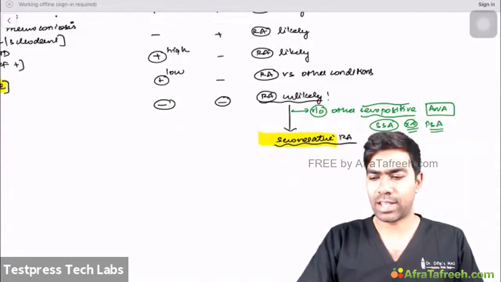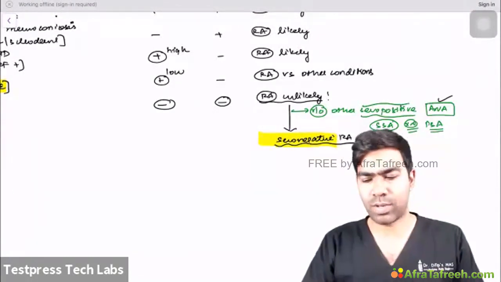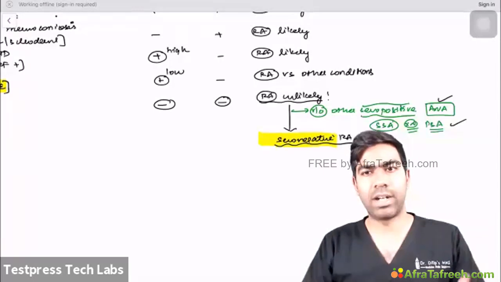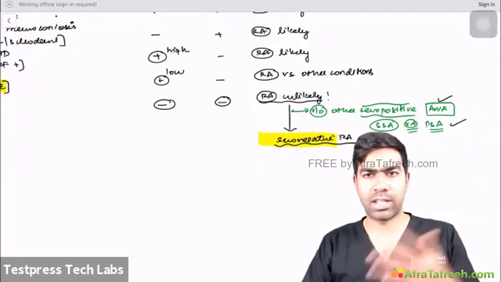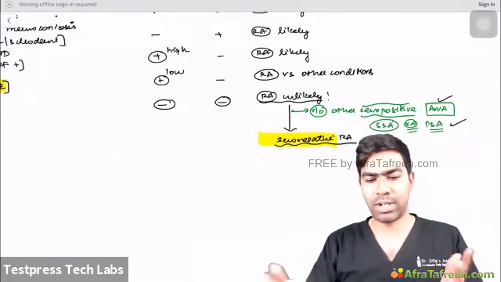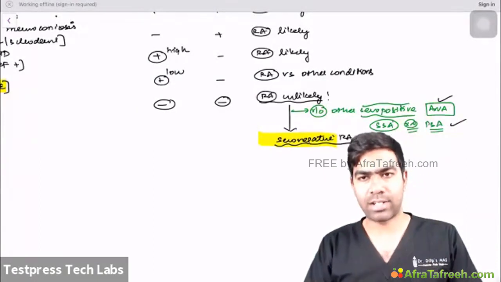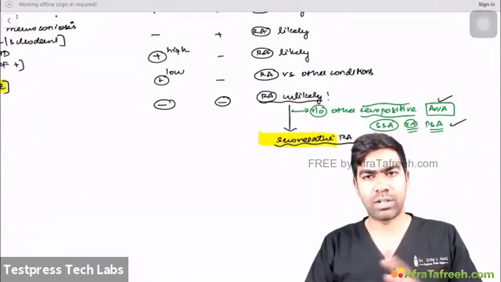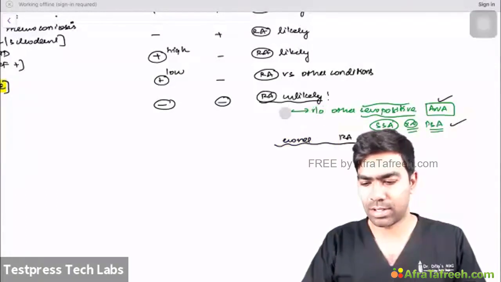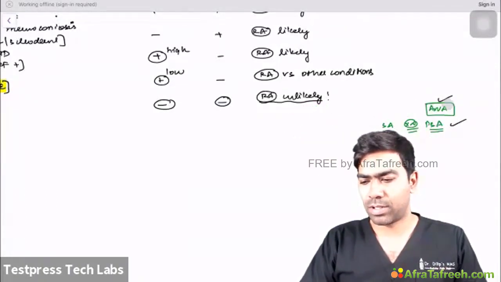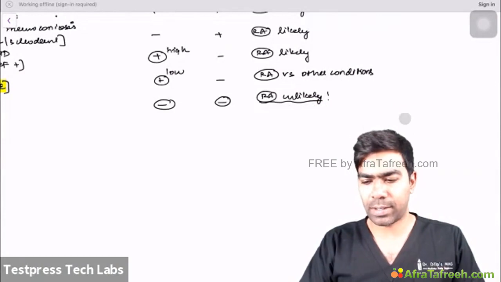So in that setting, either you are missing another type of seropositive arthritis, or you're missing a completely different diagnosis like psoriatic arthritis or other forms of peripheral arthritis. So you have to be a little careful. You can still make a seronegative rheumatoid arthritis diagnosis, but only after ruling out other conditions. That's why I wanted to emphasize that particular fact.